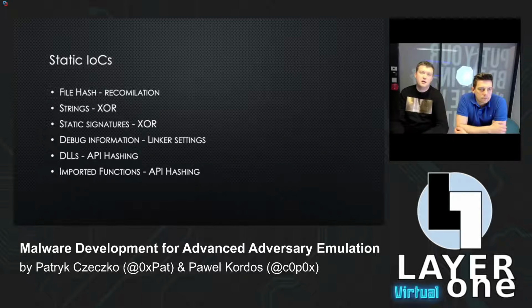So there are a couple of techniques. So the first one for the file hash would be the compilation. Then for the strings and static signatures, we can use XOR encryption just to hide them, and that's basically it. For hiding debug information, we can go into the linker settings and try to hide that. For the DLLs and imported functions, there's this technique called API hashing, which actually hides it from antivirus and from the analyst.